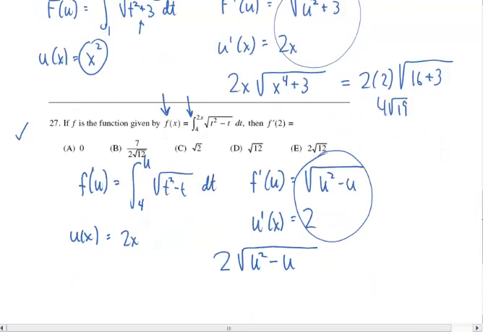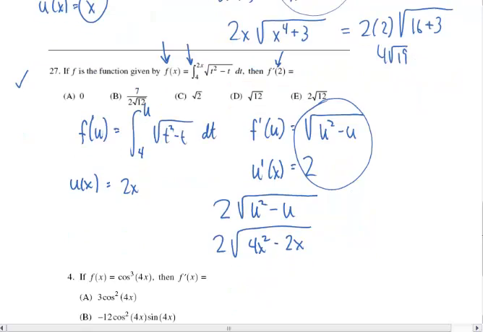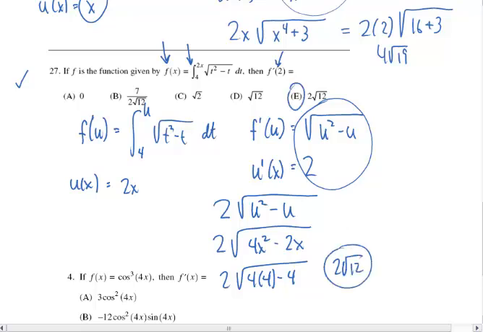Now, I have to go back to x's because it said find f prime at x equals 2. So I've got 2 root, this is going to be 4x squared, because when you square that, you get 4x squared minus 2x. I'm going to plug in 2, so I have 2 root, this will be 4 times 2 squared, which is 16, minus 4, and that's going to be 2 root 12. So my final answer there will be choice E.